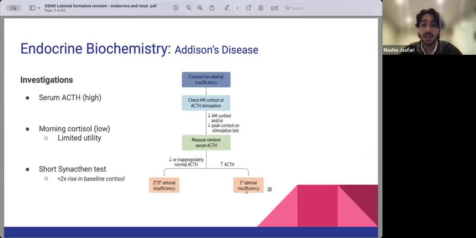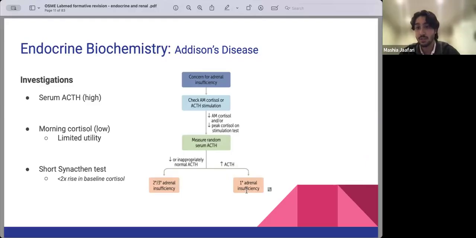Okay, so again, looking at investigations, we want to look at serum ACTH, and that will usually be high because, as I said, it's trying to stimulate the adrenal cortex to make cortisol. You can measure morning cortisol. So again, remember, we said that cortisol is released in a diurnal rhythm. It's very high in the morning and very low at night. So if we want to check if it's too low, we want to check in the morning because it should be high in the morning.